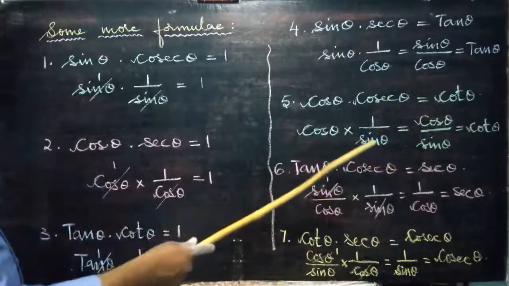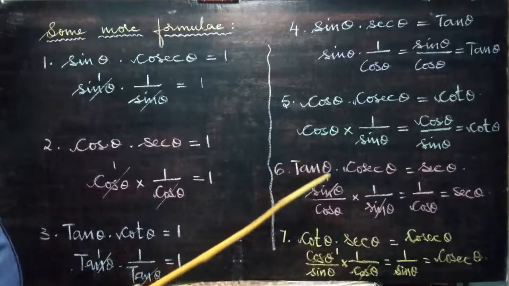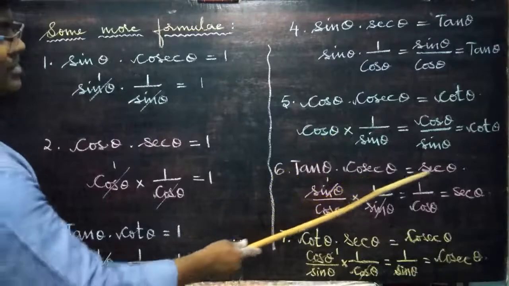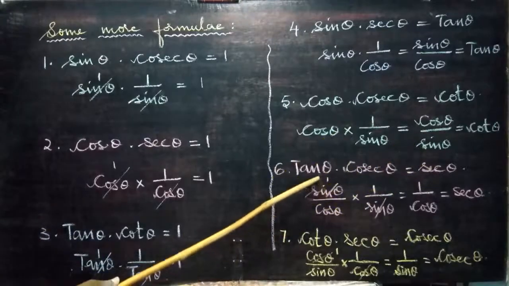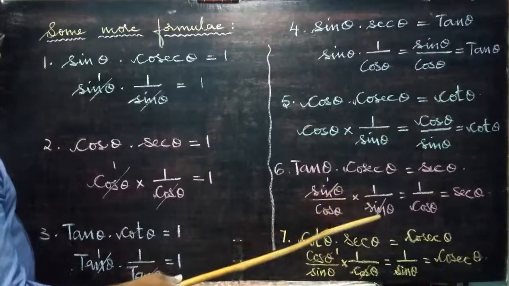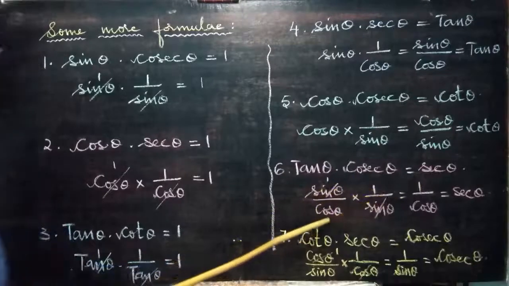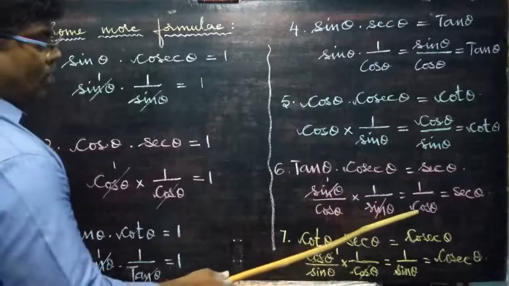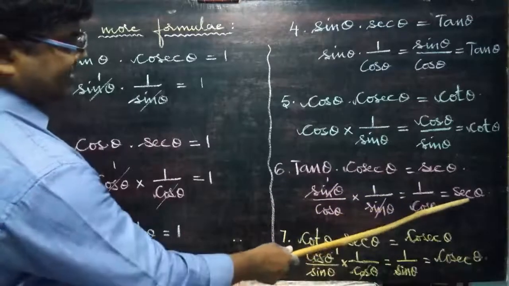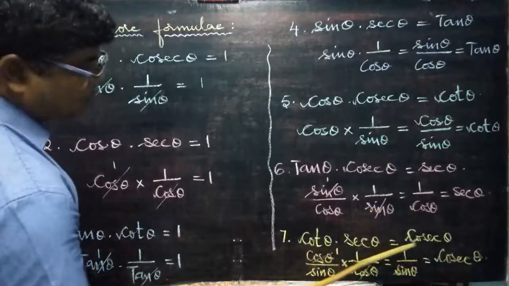This is the way of multiplying products. Okay. Tan theta into cosecant theta is equal to secant theta. How? Tan we can write as sin by cos and into cosecant means 1 by sin. Sin theta goes into sin theta one time. 1 ones are 1. And remaining in the denominator is cos theta. 1 by cos theta means secant theta. The last: cot theta into secant theta is equal to cosecant theta.